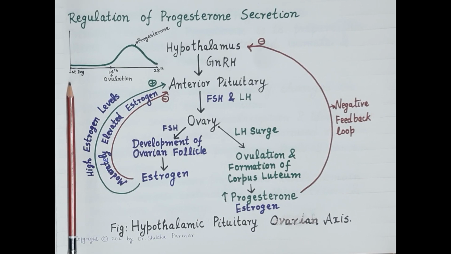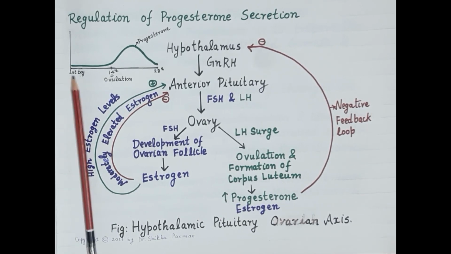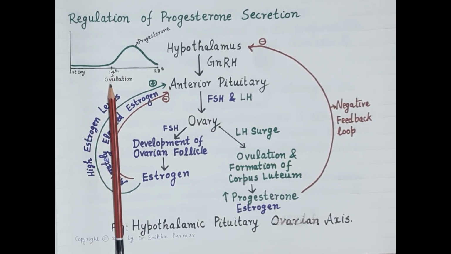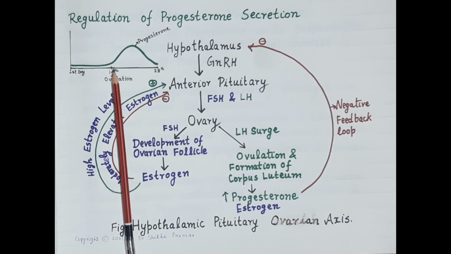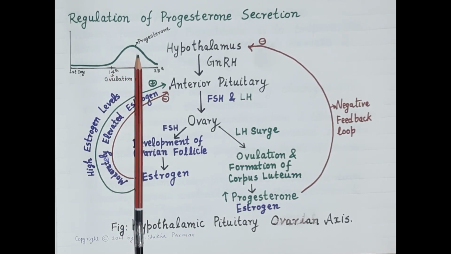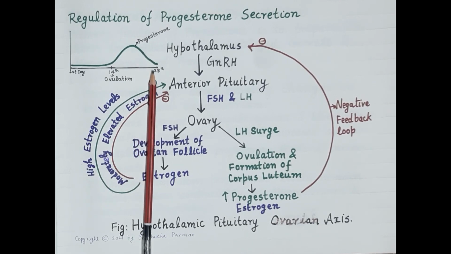Now look at this diagram. This diagram depicts release of progesterone during one reproductive cycle. Now no progesterone is produced in the first half of the reproductive cycle. On day 14, ovulation takes place, and the ruptured follicle develops into corpus luteum. Corpus luteum then starts producing progesterone, and if the egg is not fertilized, then the progesterone level again falls. It falls by day 28, and this again marks the beginning of a new reproductive cycle.